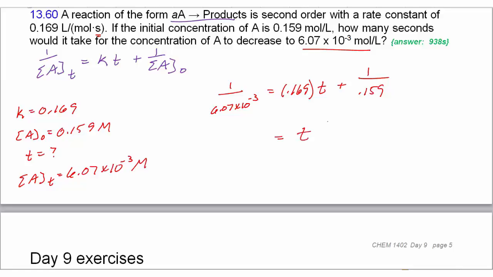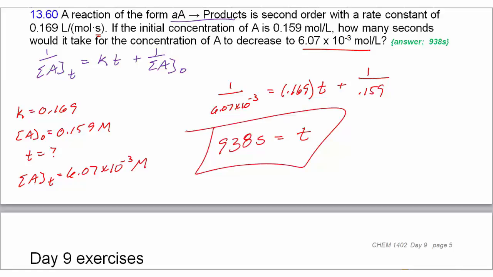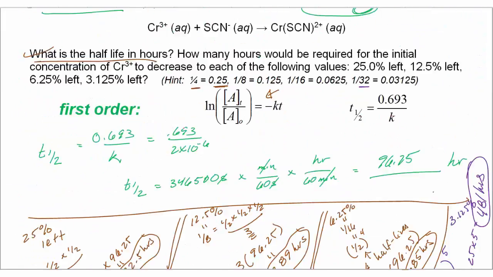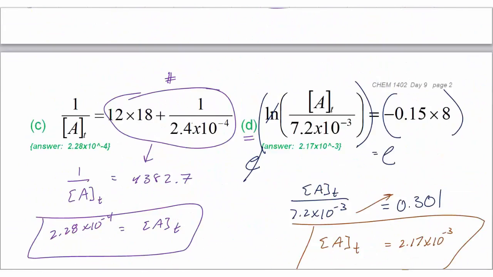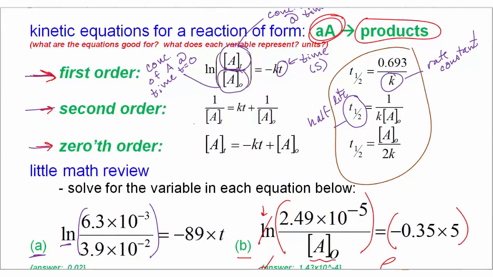Okay, solve for t. So again, I'm going to do it all in one step on the calculator. I'm going to take 1 divided by 6.07 times 10 to the negative 3, hit equals, subtract 1 divided by 0.159, hit equals, divide it by 0.169, and I get about 938 seconds. Okay, so the game plan here is pretty much: pick the right equation, substitute everything in, and solve for the unknown variable.